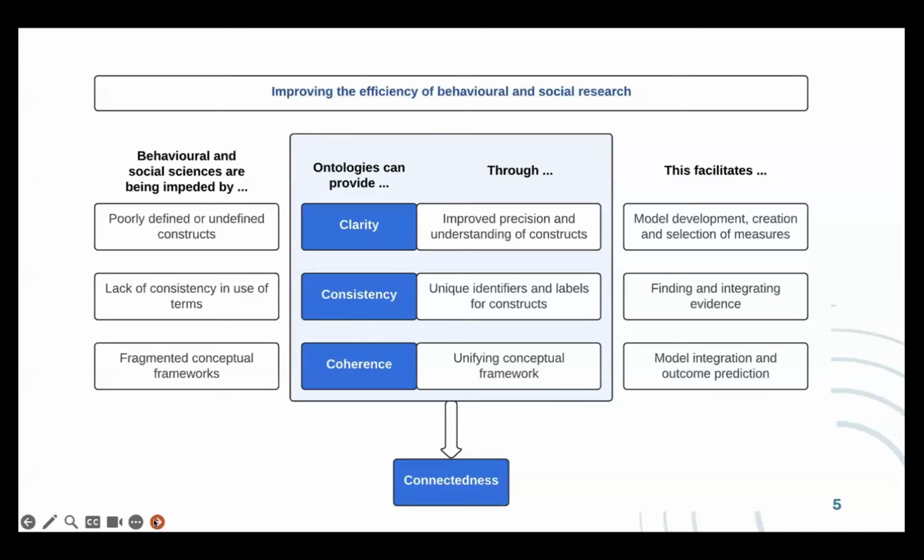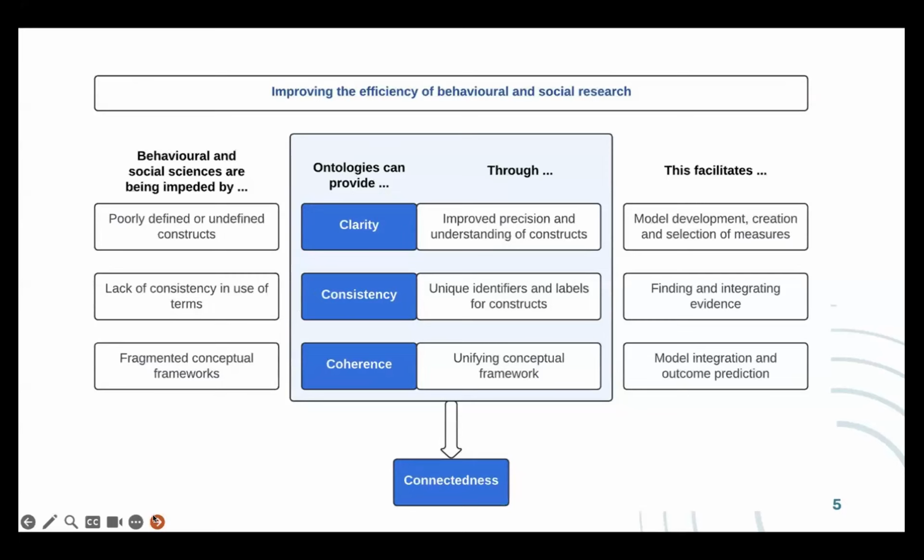The second is lack of consistency in the use of terms. We're very well aware of the fact that people use different words for the same thing and vice versa. What ontologies can bring is consistency, by every construct having a unique identifier and a unique label, so we know exactly what we mean. That can be consistently used across different topics and domains, and also enables our data and evidence to be computer readable. That really helps with finding evidence and integrating evidence together.